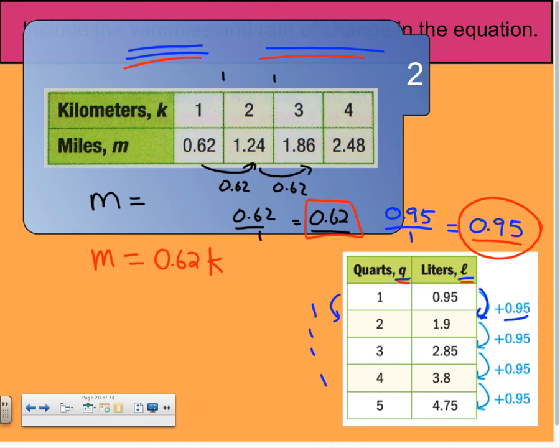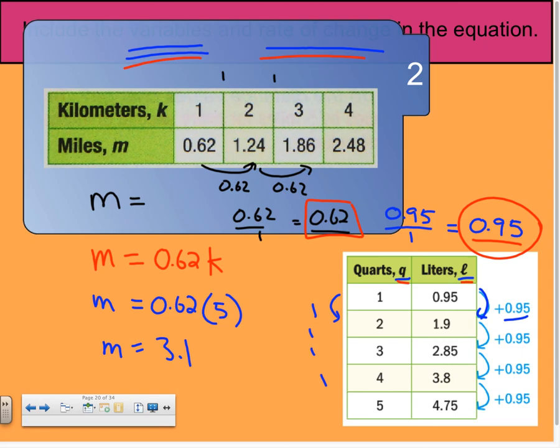Okay? So then how can I use this equation now? Well, let's say, for example, you decided to run a 5K over Thanksgiving. All right, a 5K. So all I would have to do now is do a substitution, 0.62, and instead of K, I'm going to put in the 5 kilometers, and I'm going to get 3.1. So if I ran a 5K over Thanksgiving, then I ran 3.1 miles.